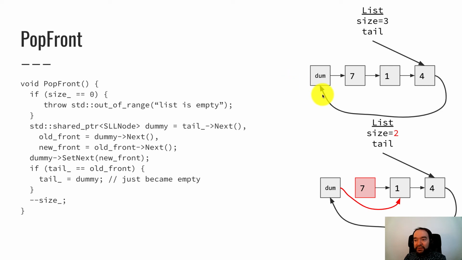So the goal here is to remove the first node. Here's a before sketch in the top right corner. Let's say we have a singly linked list with 7, 1, and 4. The 7 is the first element. It needs to be removed, and pointers and sizes need to be updated correctly.